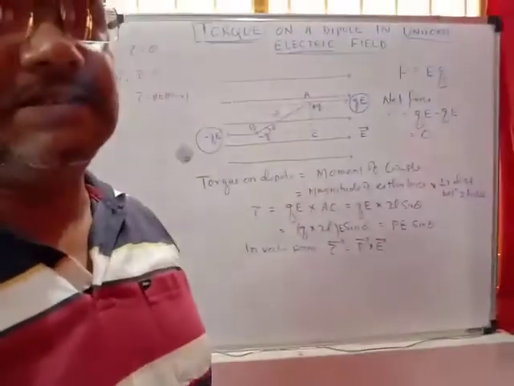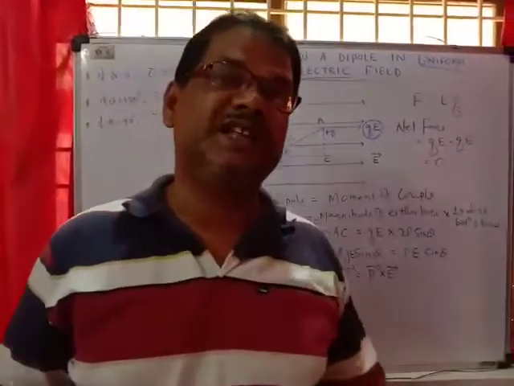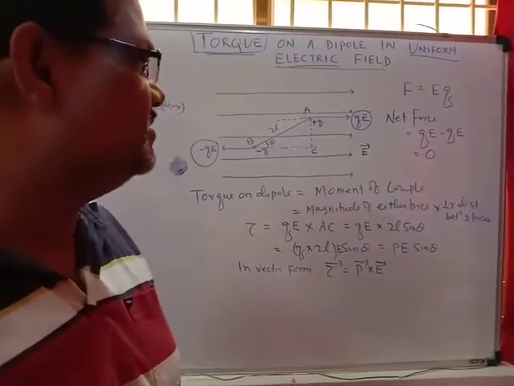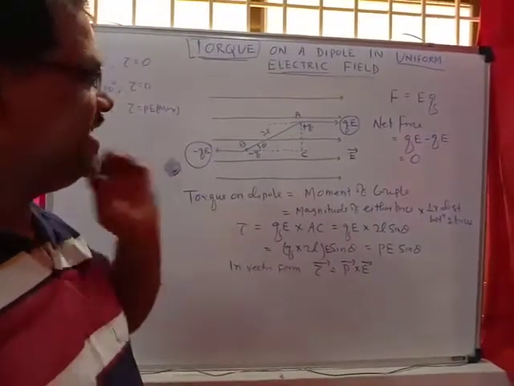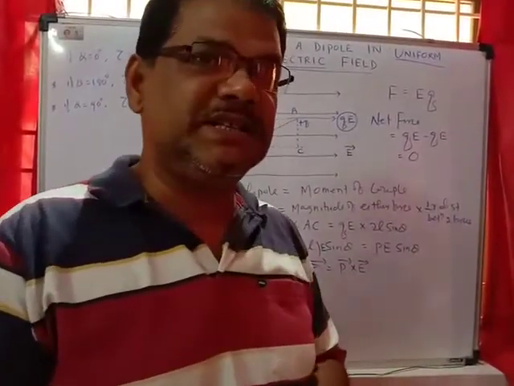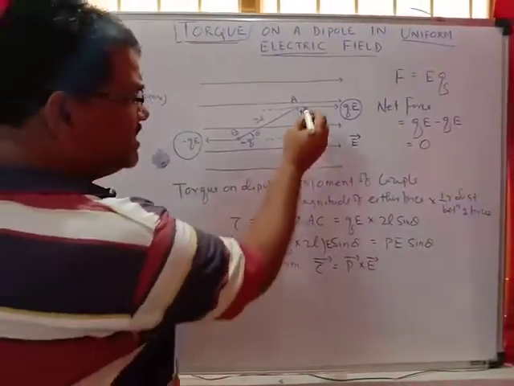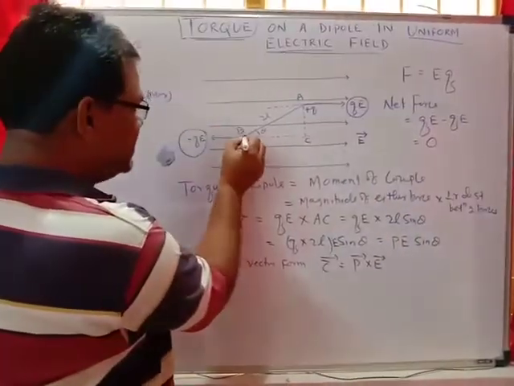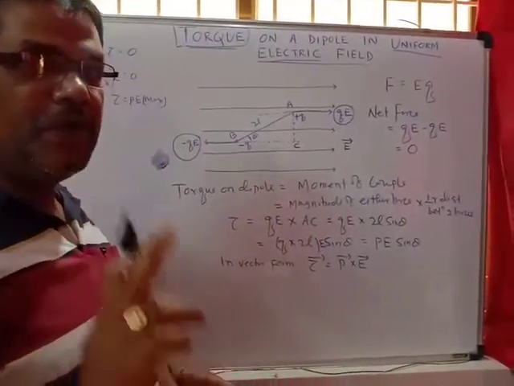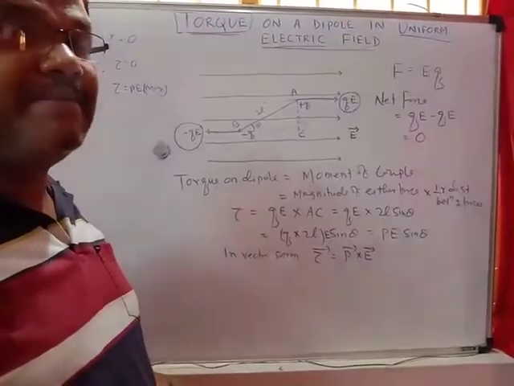So what is the torque? Torque is the rotational force acting on the body. So what type of rotational force will be acting on that dipole? Torque is the force multiplied by the perpendicular distance from the axis of rotation. But in this case, one force is acting along this direction and another force is acting along the opposite direction. Both forces are equal in magnitude, opposite in direction, and they are not acting along the same line of action.